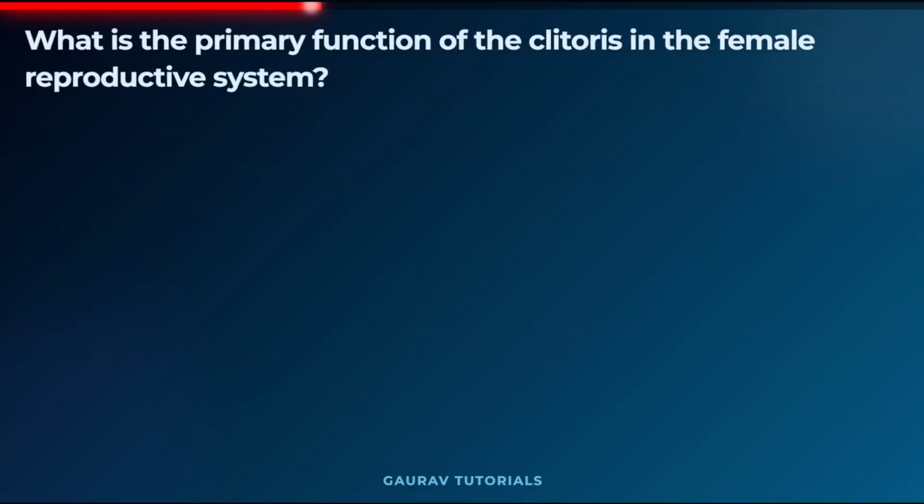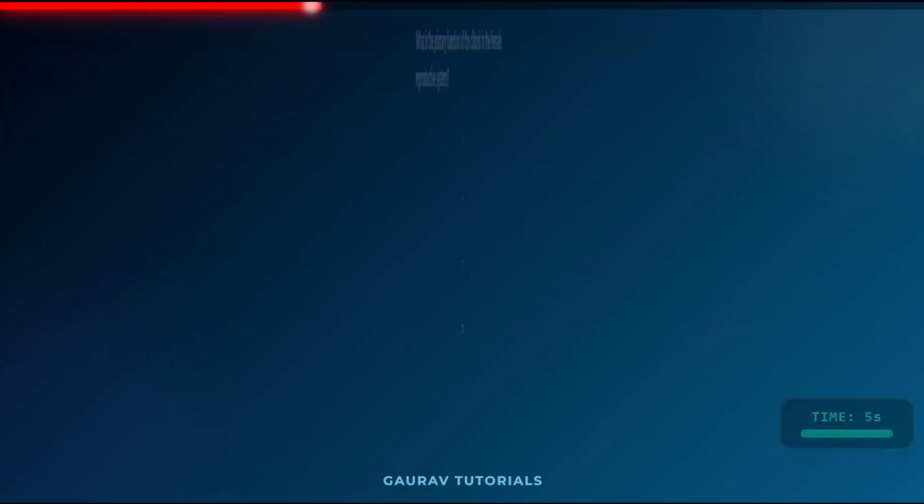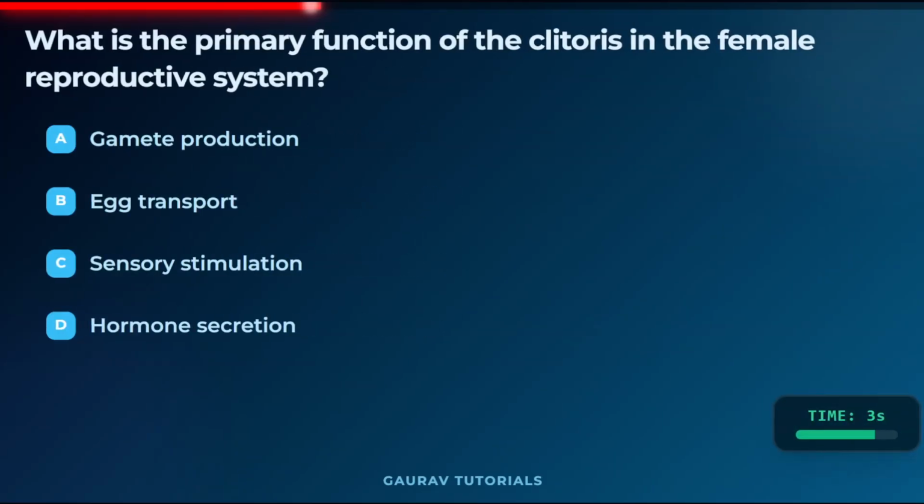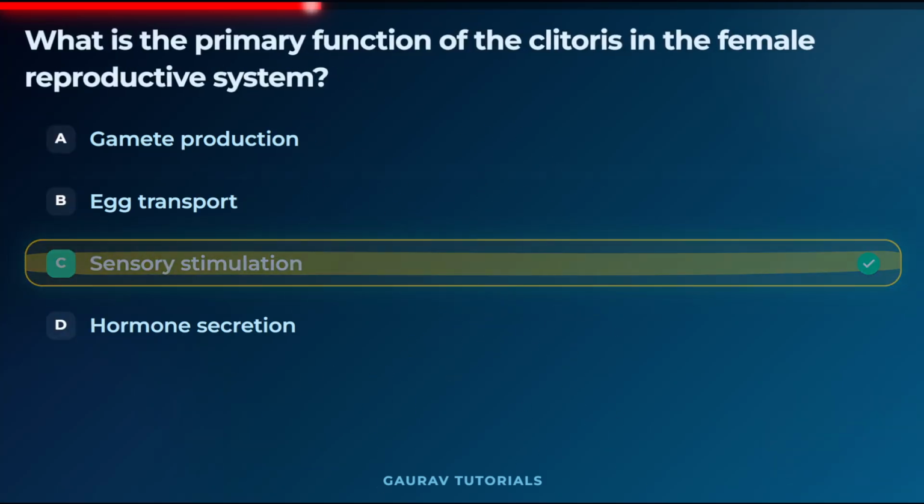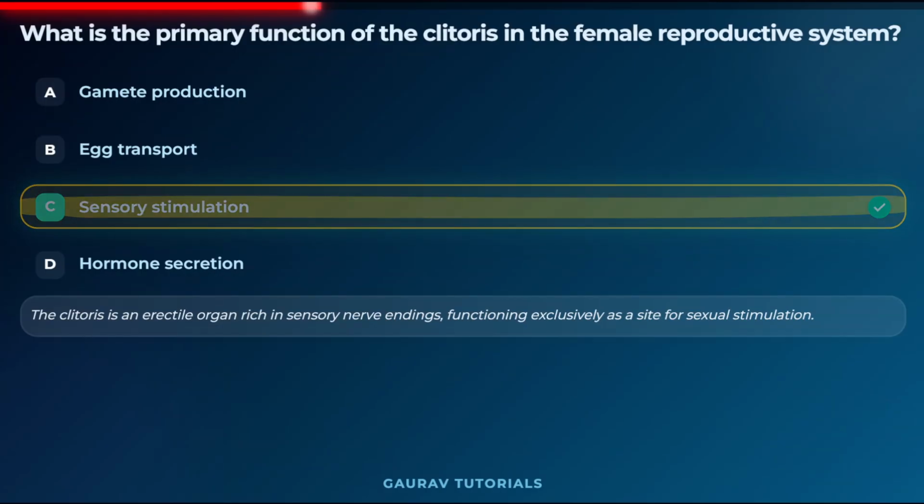The question is, what is the primary function of the clitoris in the female reproductive system? The options are... and the correct answer is option C, sensory stimulation. The clitoris is an erectile organ rich in sensory nerve endings. It functions exclusively as the site for sexual stimulation.